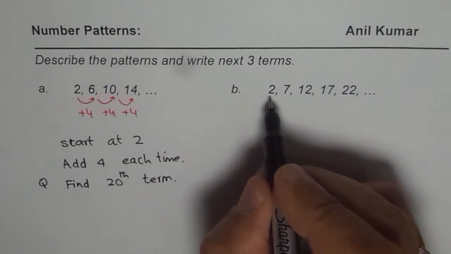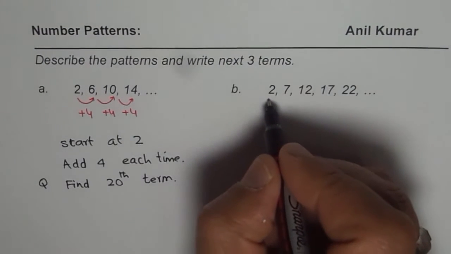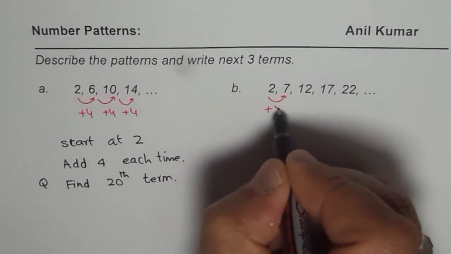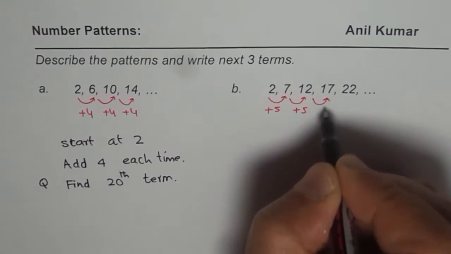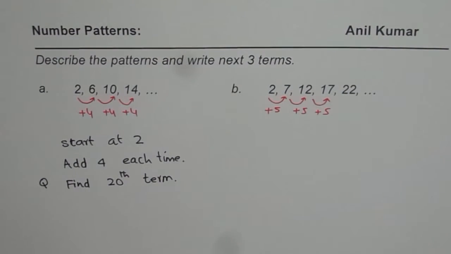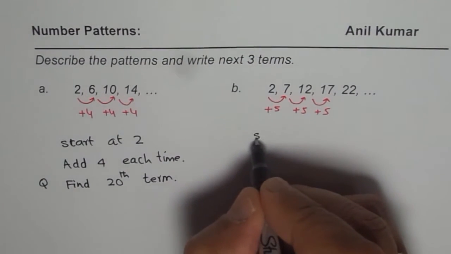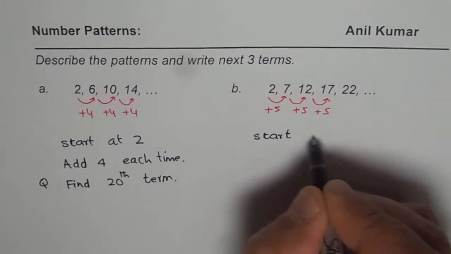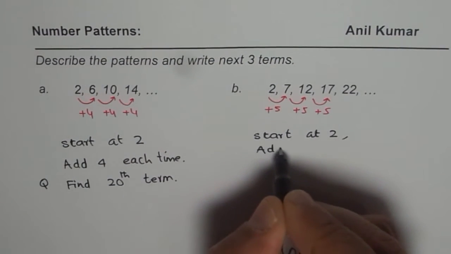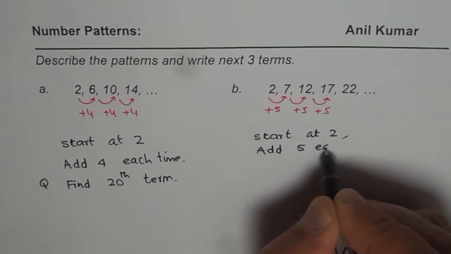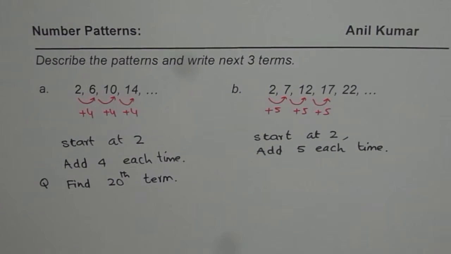Here it is 2 to 7, 7 to 12. So what we find here is that the numbers are growing and they are increasing by 5 each time, right? Since they are increasing by 5 each time and they start at 2, I could write down that my rule is start at 2 and then add 5 each time, okay. So that becomes my pattern rule.